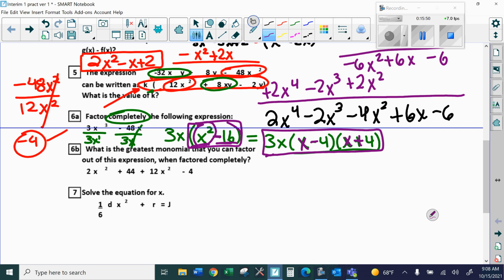Okay, that's A. B, what's the greatest monomial? Monomial means one term, that you can factor out of this expression when factored completely.